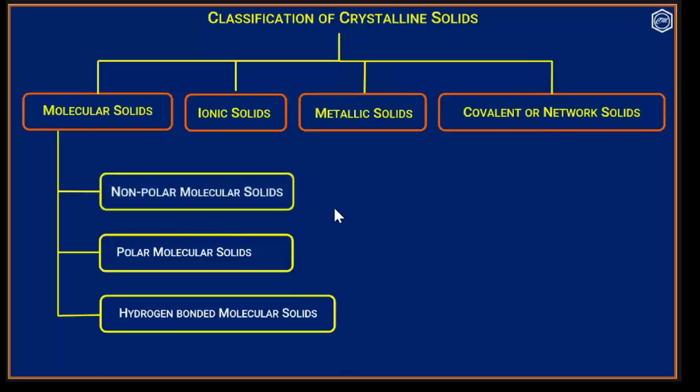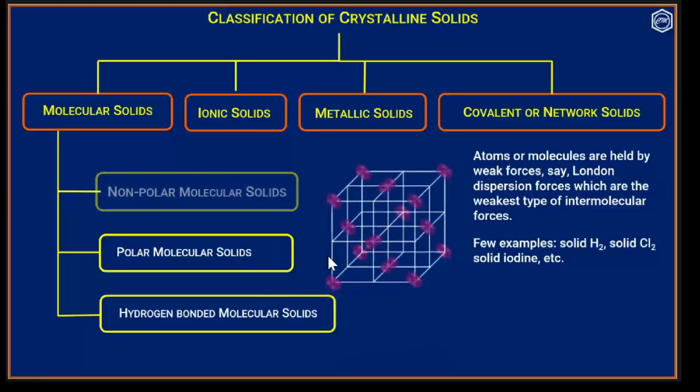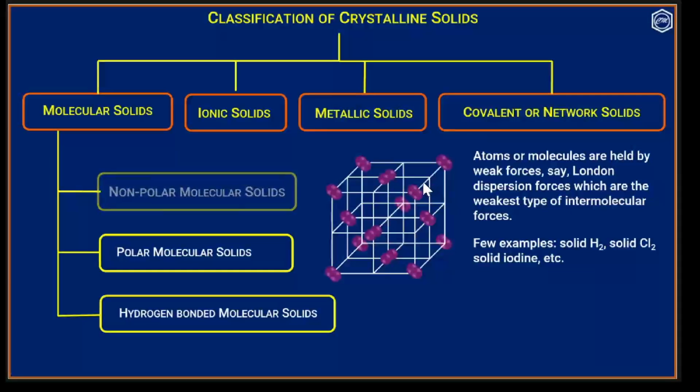Non-polar molecular solids. Atoms or molecules are held by weak forces, for example, London dispersion forces, which are the weakest type of intermolecular forces. A few examples are solid hydrogen, solid chlorine, solid iodine, etc. And this is an iodine crystal. These are iodine molecules. So the force of attraction is the weak London dispersion forces.